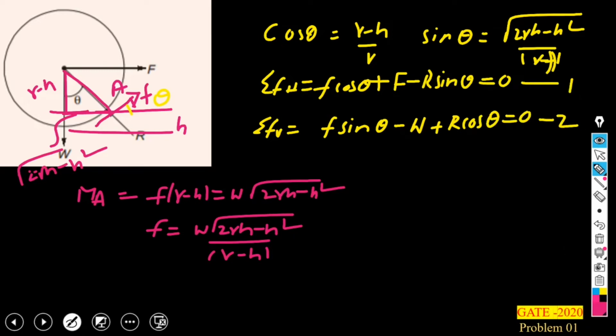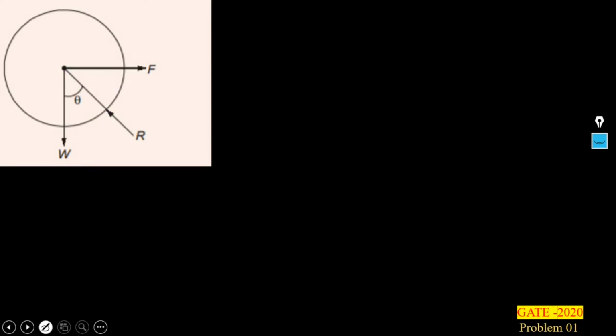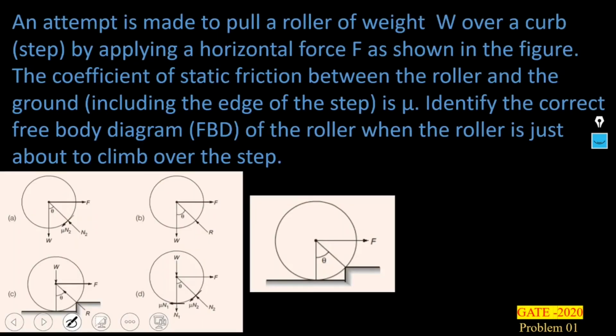Then equation number 1 into sin theta plus equation number 2 into cos theta is equal to 0. If I solve equation number 1 and 2, then I will get frictional force F is equal to 0 in this case. If I go back to the problem, option B would be my right answer.